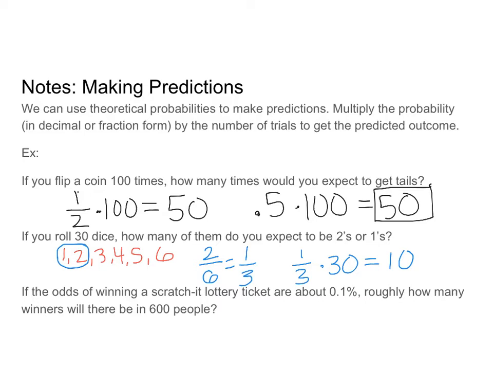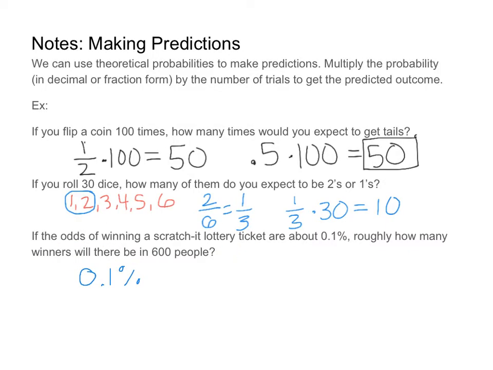Finally, if the odds of winning a scratch-it lottery ticket are about 0.1%, roughly how many winners will there be in 600 people? So to do this one, I need to turn that percent back into a decimal so I can work with it. So I know that I always move the decimal place over twice, so it'll be 0.001 as a decimal, and I'm going to multiply that by 600.